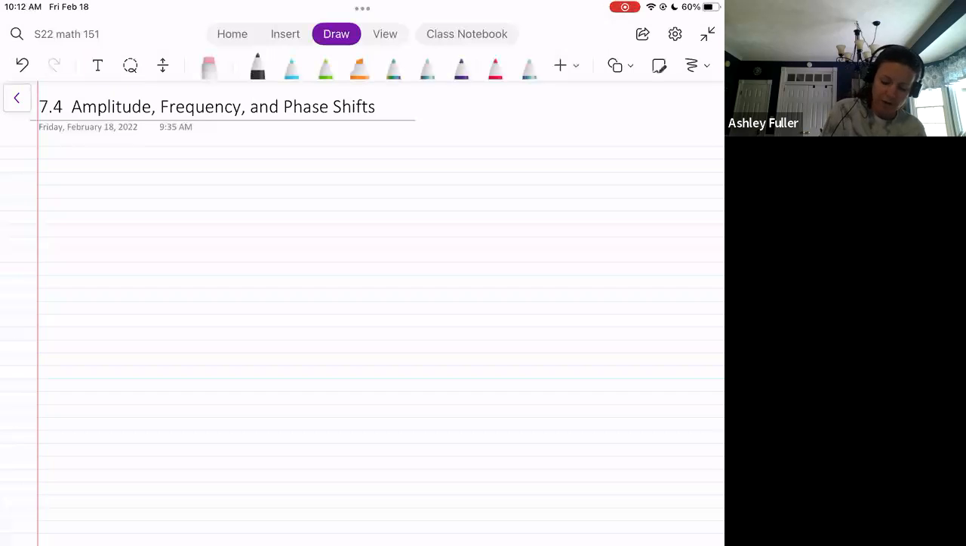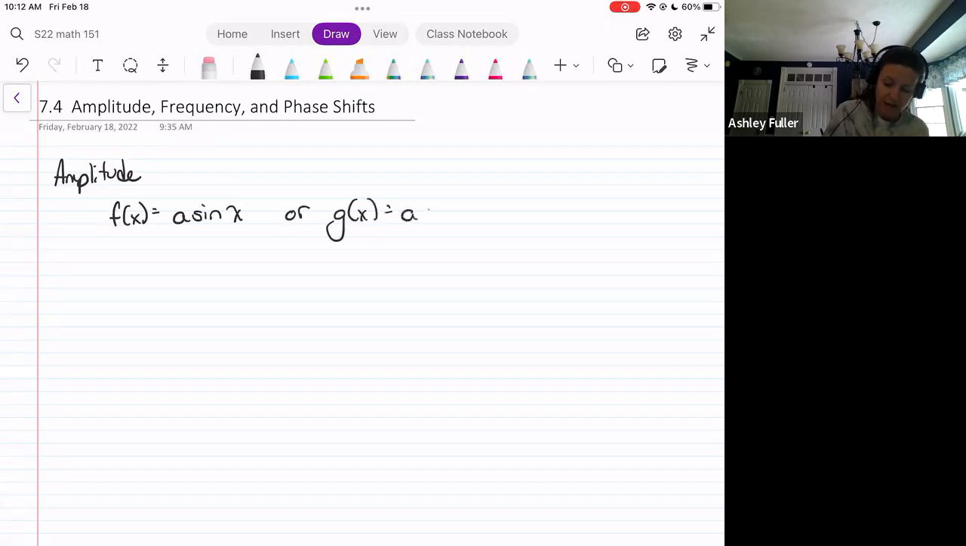We're going to begin with what's called amplitude. And amplitude is how much the original wave is stretched or compressed. If you look at a function, so f of x equal to a sine of x, or perhaps you have g of x equal to a cosine of x, the amplitude is simply equal to the absolute value of a, whatever number you're multiplying it by.